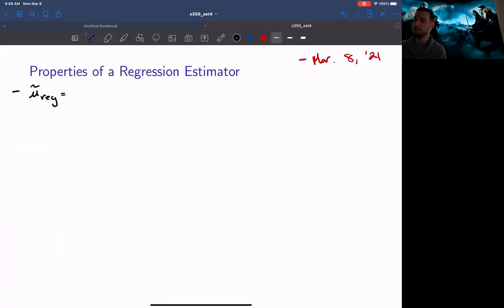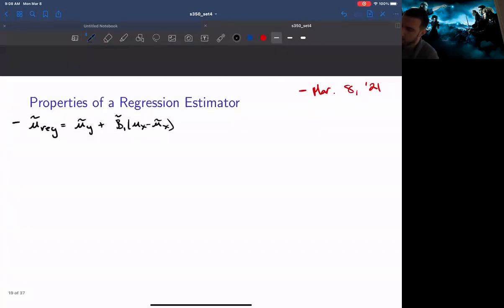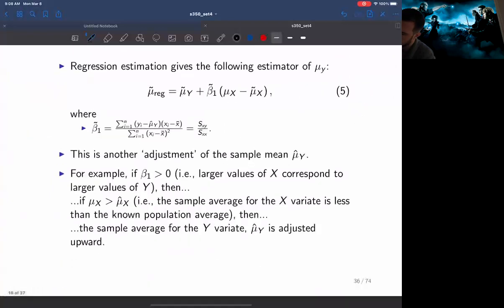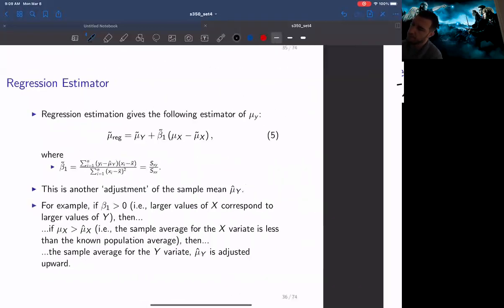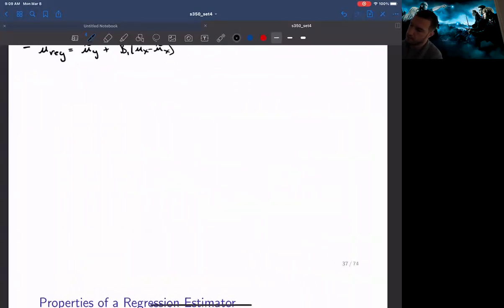So we have mu tilde reg is equal to mu tilde y plus beta tilde times mu x minus mu tilde x. And let's call this beta 1.